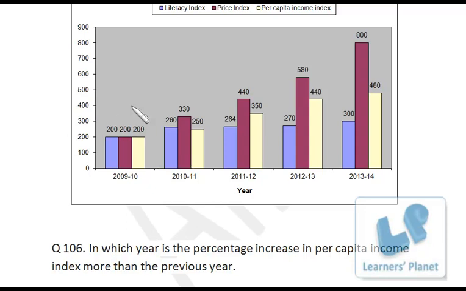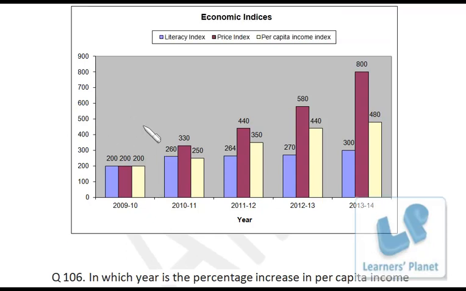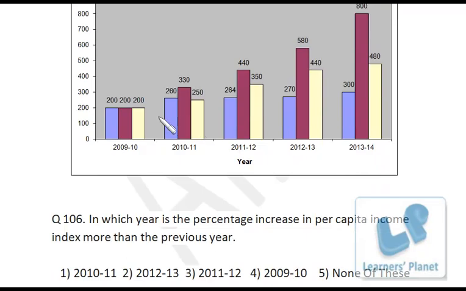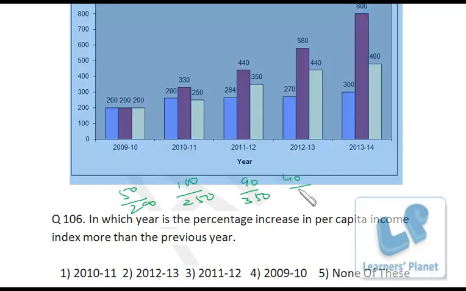So here it is 200. The yellow bar is of per capita income index. So here it is 200 and here it is 250. So from 910 to 1011 it is 50 over 200. Okay, the growth is 50 and the base is 200. Over here it is 100 by 250. Right? Then it is 90 by 350. Then it is 40 by 440.